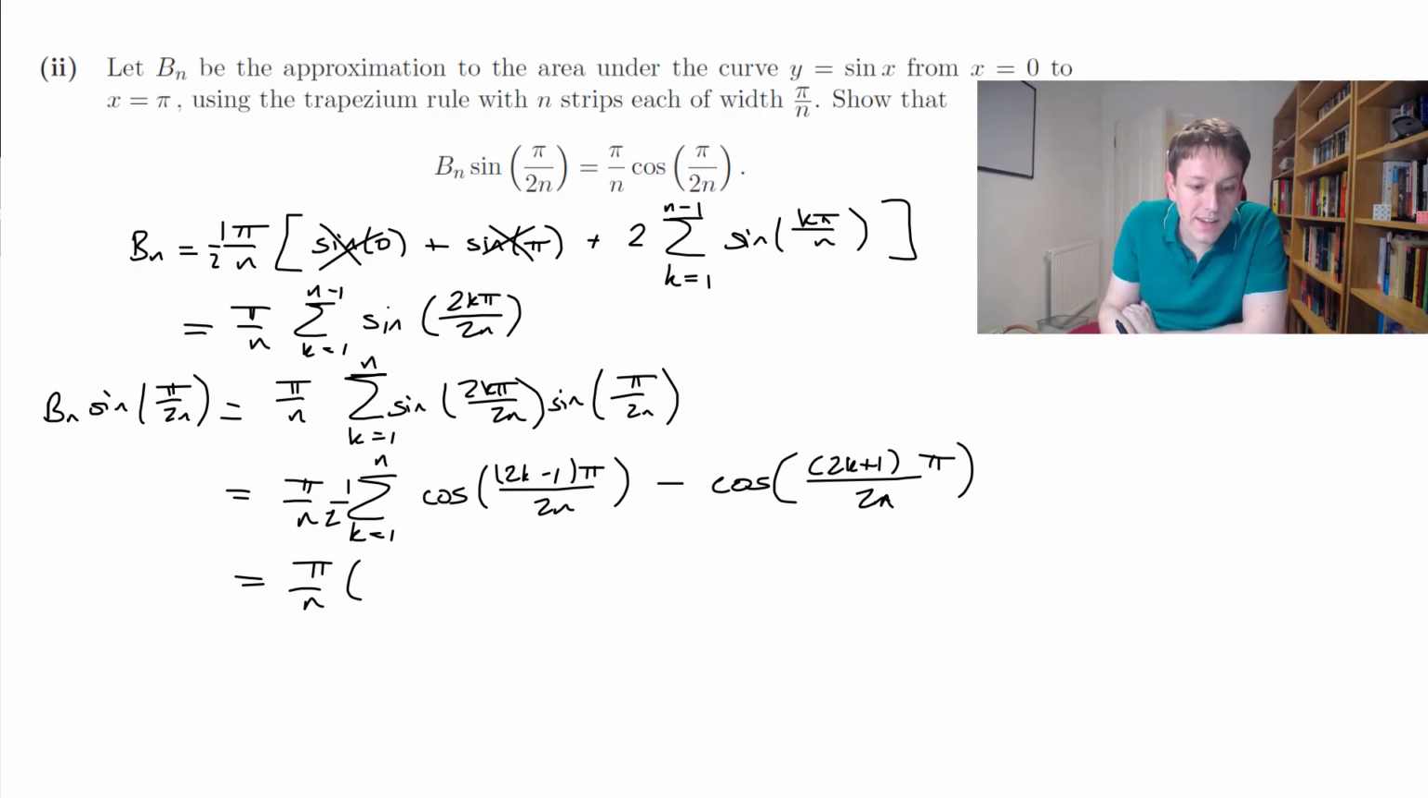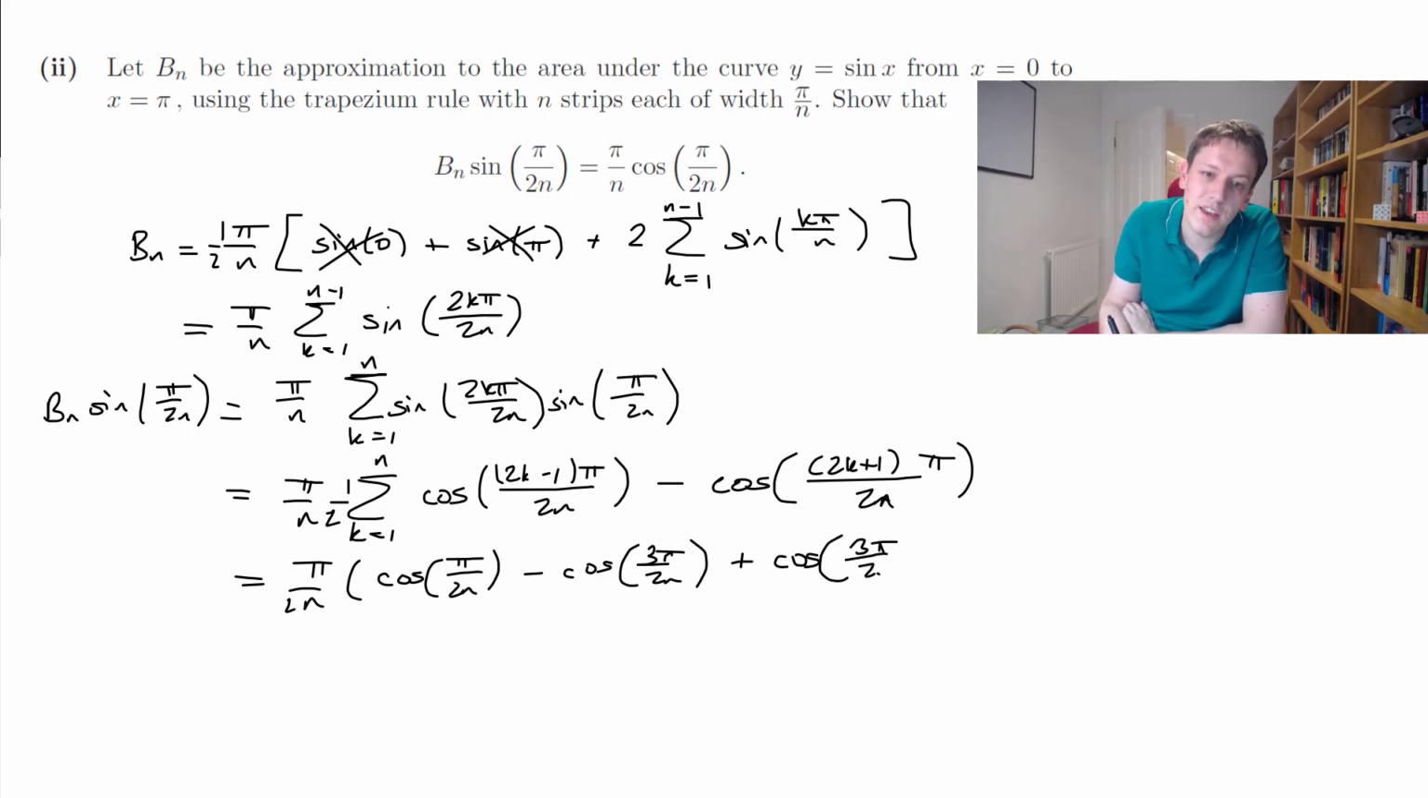Now if you start writing this out, you'll see we've got another kind of telescoping sum. I start with k equals 1 and get pi over 2n times cosine of pi over 2n, and then minus cosine of, now 2k plus 1 for k equals 1 will be 3, so 3 pi over 2n. But when I go to k equals 2, I add on in the first term cosine of 3 pi over 2n, and then subtract cosine of 5 pi over 2n. So we get this telescoping sum again.